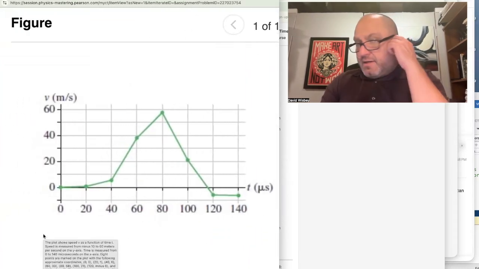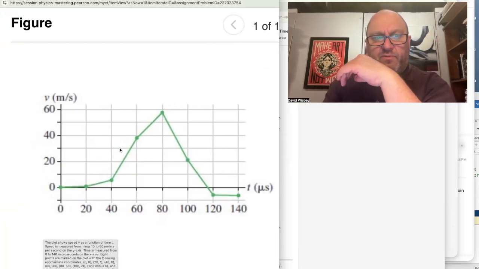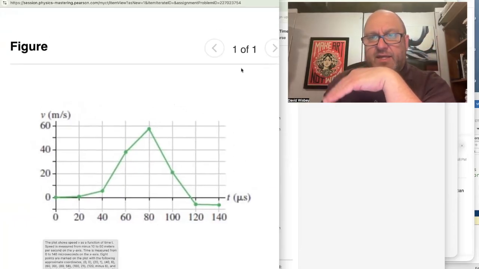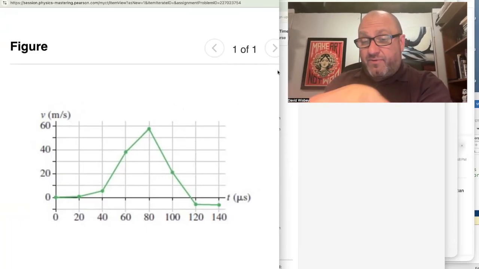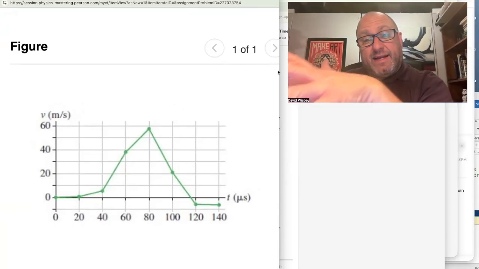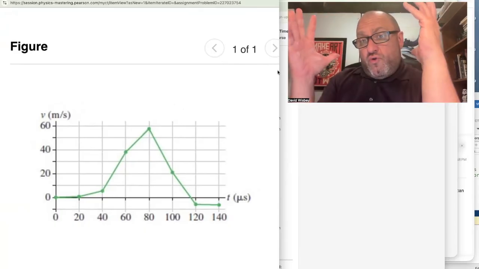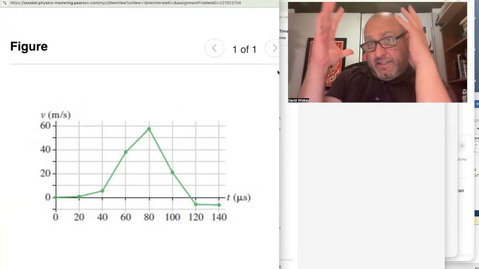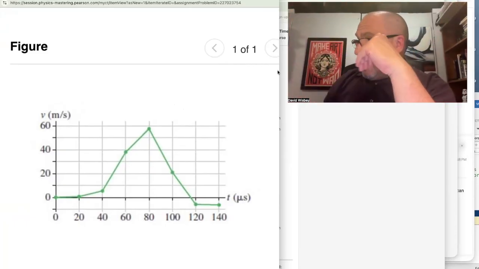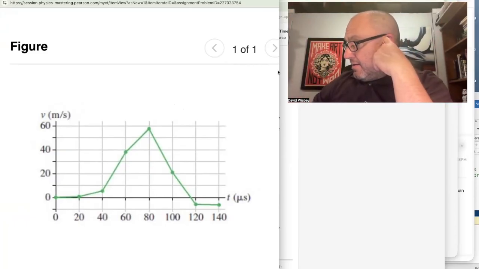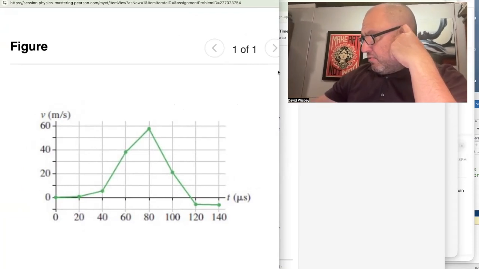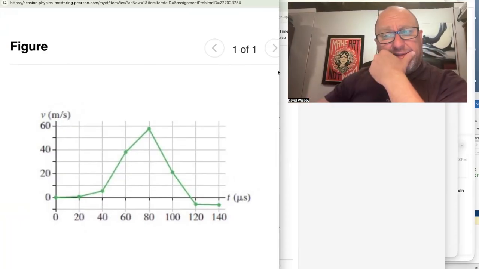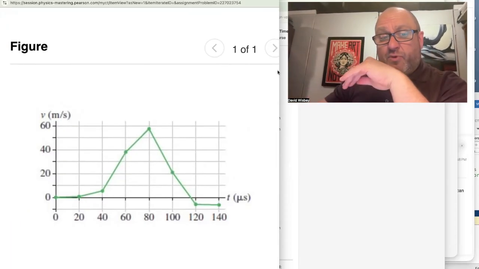With this problem, it's really important to remember that it's in microseconds, not seconds, because when I did this problem the first time, I did it in seconds and I got the wrong answer. I was like, what the heck, man? It doesn't make any sense. And then I looked at the axis and I was like, oh, that's in microseconds, not seconds. So that's important to remember.